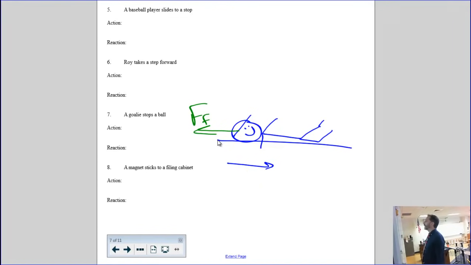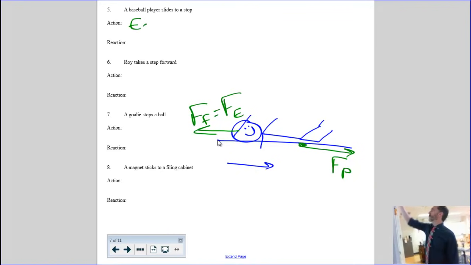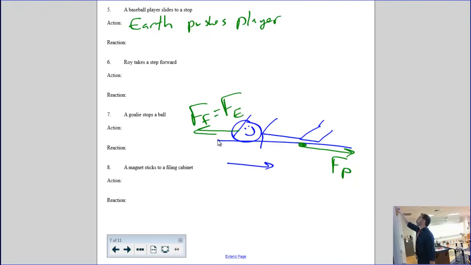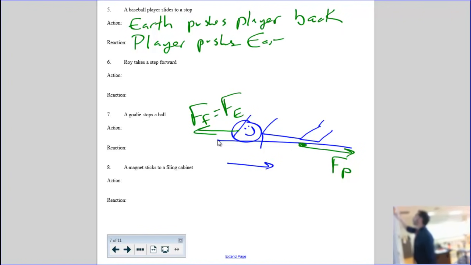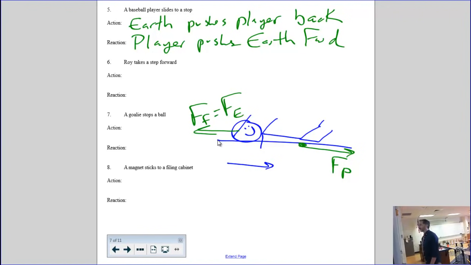But friction is, again, not an object. So where does that come from? Oh, it comes from the ground or the Earth, whatever the object is sliding across, in this case, the Earth. And then the reaction would be that the player is pushing the Earth forward. So here's the force of the player. My action is that the Earth or ground pushes the player backward to stop his forward motion. And as a result, the player pushes the Earth forward. That's why he's going to push dust and stuff up, as he pushes the dirt forwards.